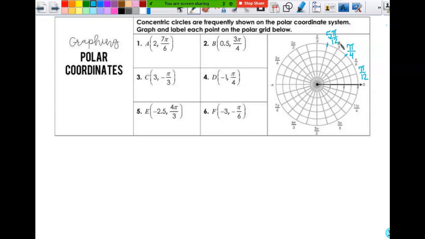All right, so let's start plotting. Let's look at number 1. So we've got point A. It's at 2, 7 pi 6. So I go to 2 on my polar axis. Then I'm going to rotate around to 7 pi 6. That's in the 3rd quadrant, plus it's actually labeled. It may not always be labeled, but you should be able to figure it out. So 2, rotate around to 7 pi 6. There's my point. That's point A.